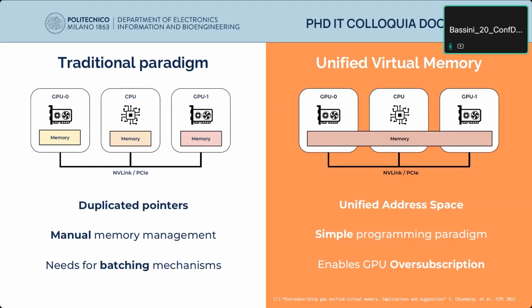to process them. On the other side, you have unified virtual memory, which is a simplified way to program GPUs that allows you to have a single uniform address space where you can use a single pointer shared among the devices and the CPU. This enables also GPU oversubscription, that is the capability to use on the hardware accelerator memory regions that are bigger than the on-device memory one.